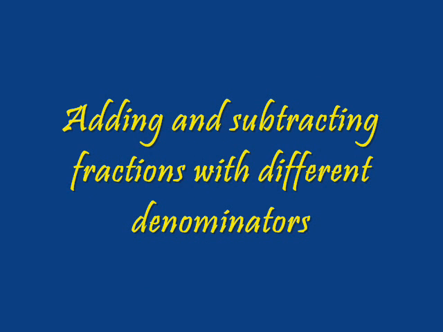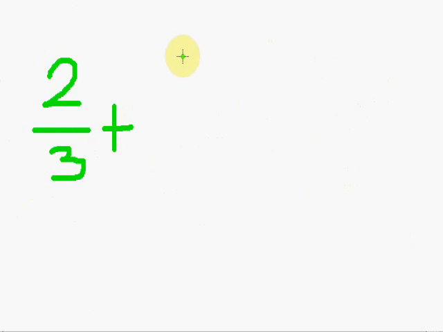What now about adding and subtracting fractions with different denominators? We're going to look first at a very simple example. Let's say we had 2/3, and we want to add this to 1/2. You realize in these two fractions now the denominators are different.